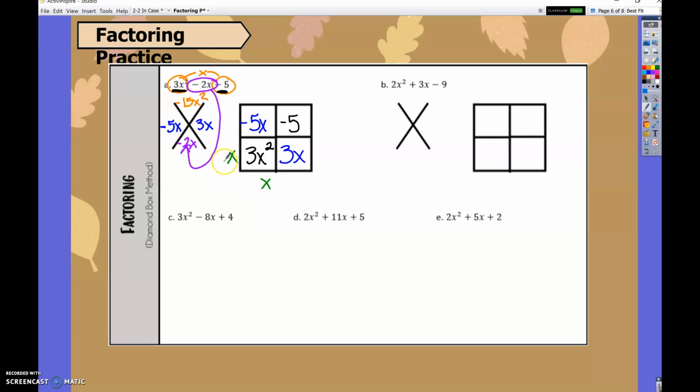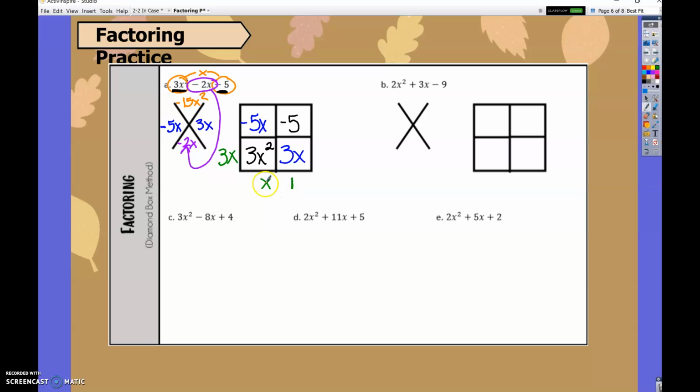You will want to choose to put the 3 in a specific spot, because if 3 goes here, we can take 3x times something to give us 3x. If I were to put the 3 at the bottom, 3x would not multiply by something to give me a negative 5 if it had to be a whole number. So if I put my 3x times x, I get 3x squared. But now, 3x times what number on the outside would give me 3x?